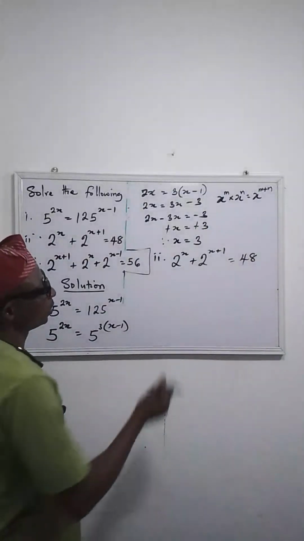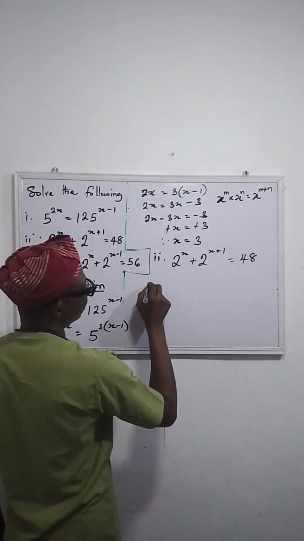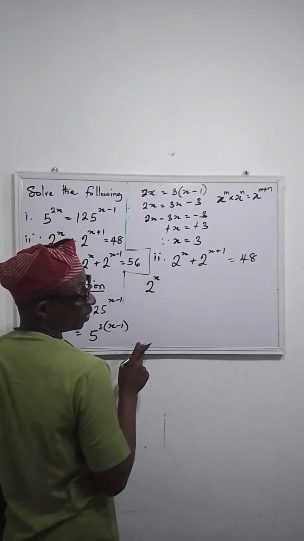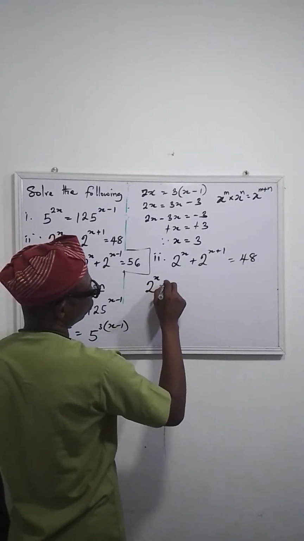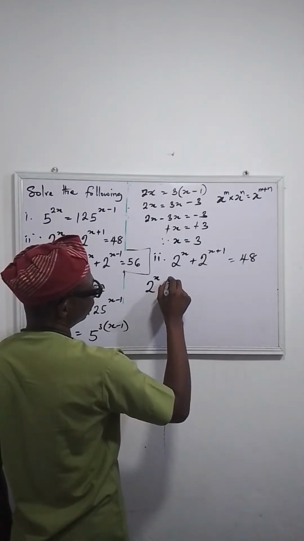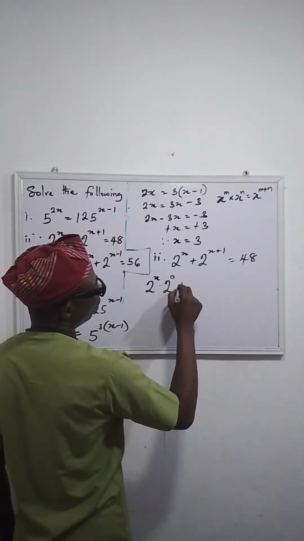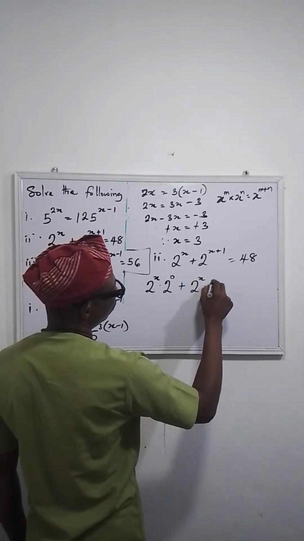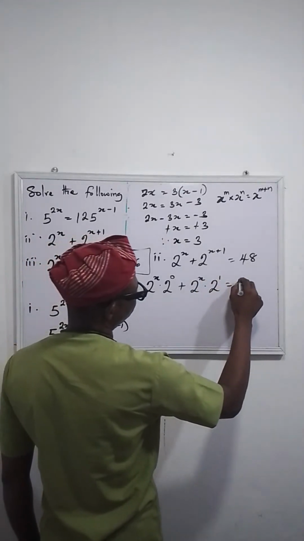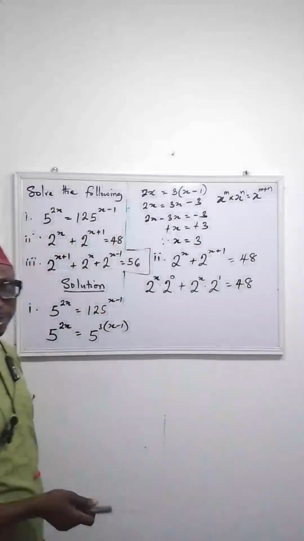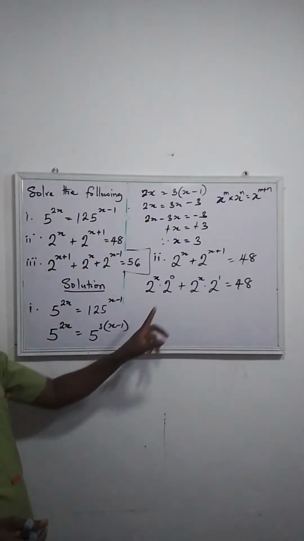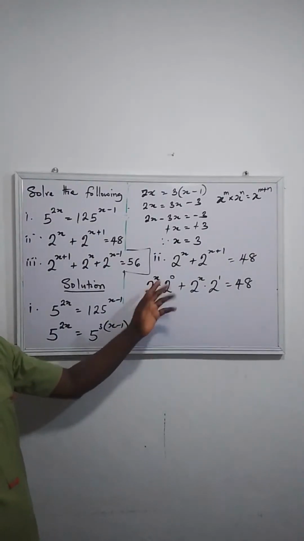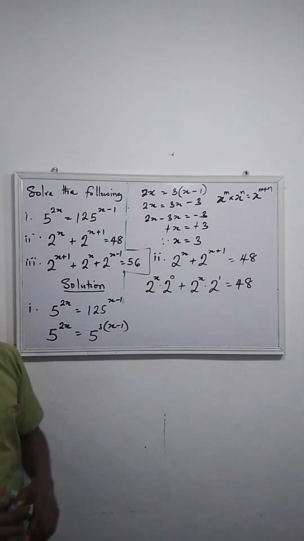Okay. So this left-hand side can be written as 2 raised to the power of x times 2 raised to the power of 0, plus 2 raised to the power of x times 2 raised to the power of 1, equals 48. I hope you understand that. All right. Don't forget 2 raised to the power of 0 is the same thing as 1. So it's not changing the fact that we have 2 raised to the power of x.